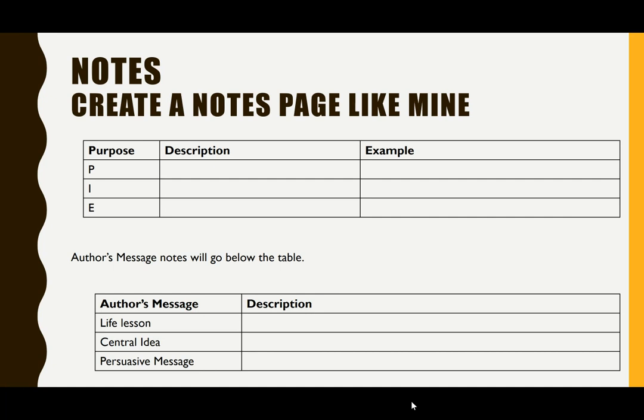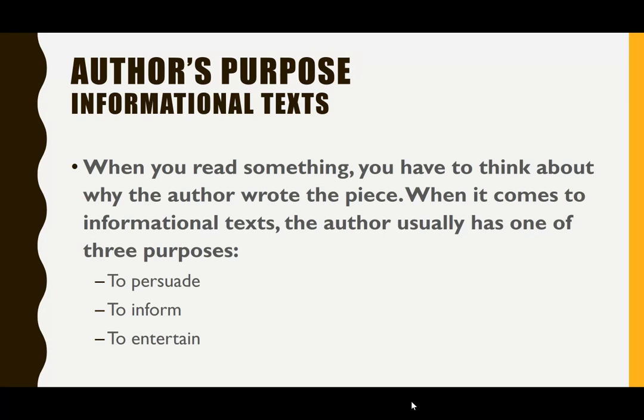If you need to pause this to get your tables created, you can. Author's purpose with informational text. When you read something, you have to think about why the author wrote the piece. When it comes to informational text, the author usually has one of three purposes: to persuade, to inform, or to entertain.